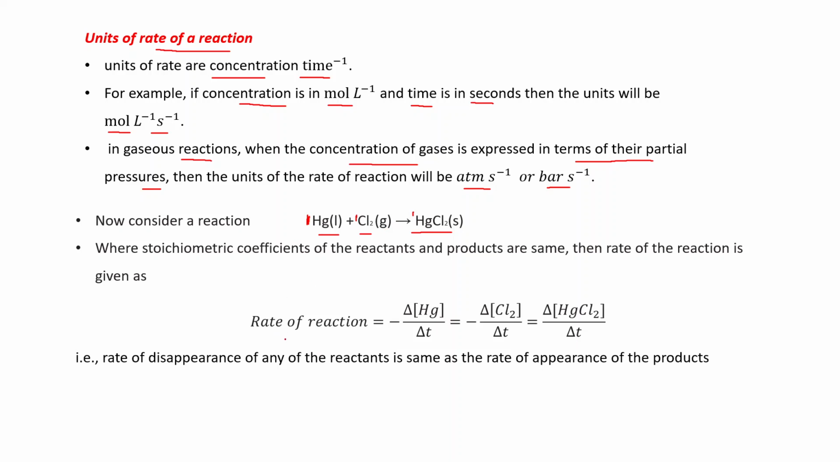Okay. Then we can say the rate of reaction is this. It can be represented either in terms of concentration of reactant or in terms of concentration of product. This is why there is a minus, because this is the reactant, and the concentration of reactant is decreasing. That's why minus delta Hg divided by delta t is equal to minus delta Cl2 divided by delta t, and this is equal to delta HgCl2 divided by delta t. Clear? Now we can say that the rate of disappearance of any of the reactants is the same as the rate of appearance of the product, because the stoichiometric coefficient of all the reactants and product is the same.